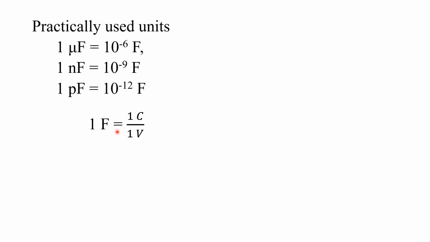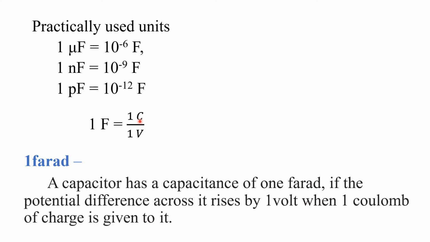So 1 farad is equal to 1 coulomb upon 1 volt. Here coulomb is the unit of charge and volt is the unit of potential difference. Here we can define 1 farad. A capacitor has a capacitance of 1 farad if the potential difference across it rises by 1 volt when 1 coulomb of charge is given to it.